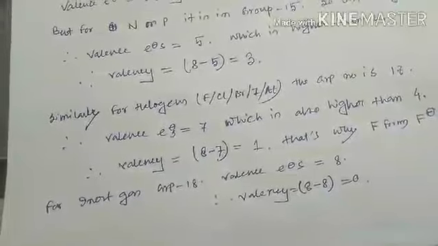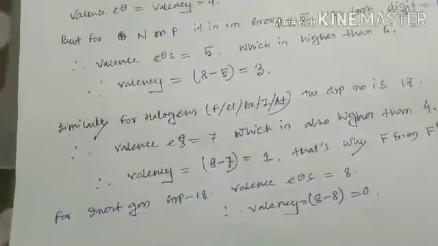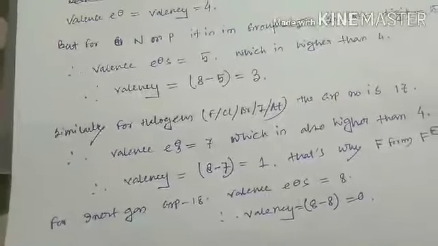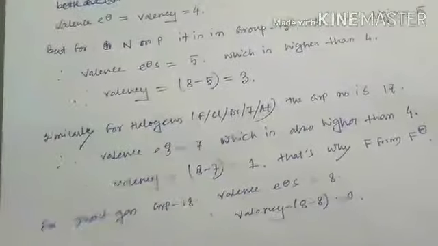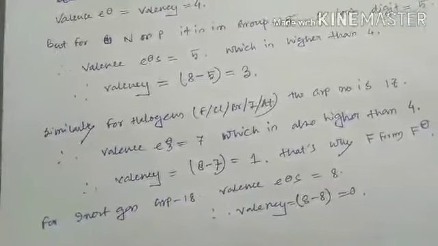Similarly for inert gases, that is group 18, the last digit is 8. So the valence electrons are 8, which is higher than 4. So the valency will not be equal to the number of valence electrons. The valency is 8 minus 8, that is 0. So the valency for inert gases is 0.